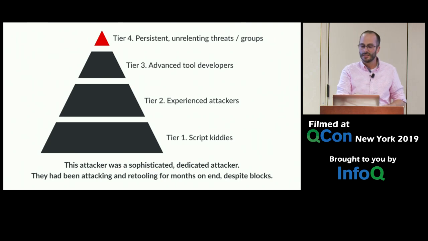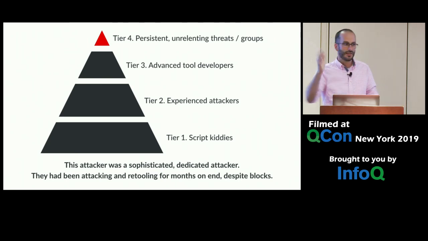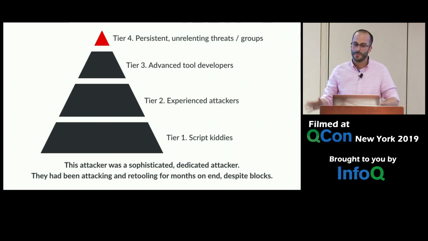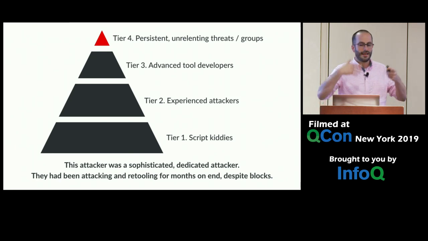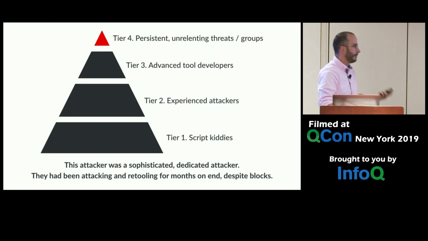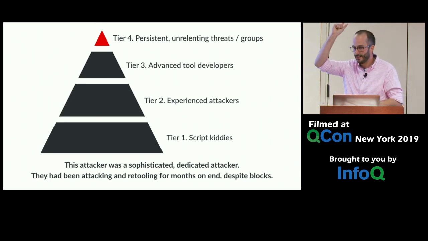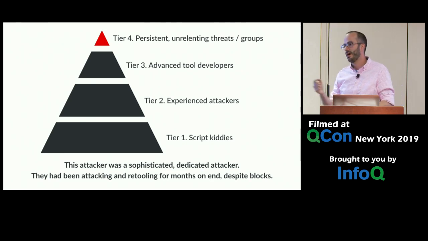There are multiple tiers of attackers. Tier 1, you've got script kiddies, you knock them over relatively easily, and you don't worry about them again. You have experienced attackers who can iterate a little bit more. Then you get the advanced tool developers, people developing their own things. And then you have the people who are damn well determined to get what they want out of your service. And those are the ones that cause the most frustration, and that's eventually what companies get down to until they get rid of them. So this guy had been attacking and retooling for months and would not go away.